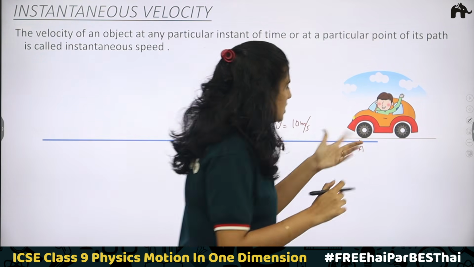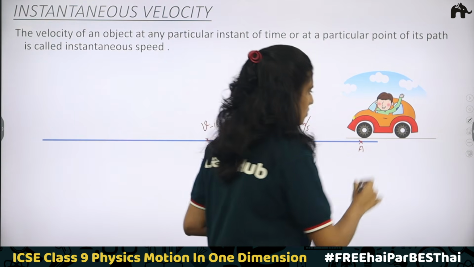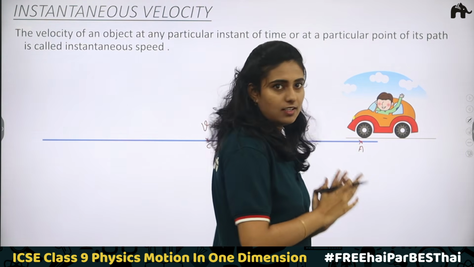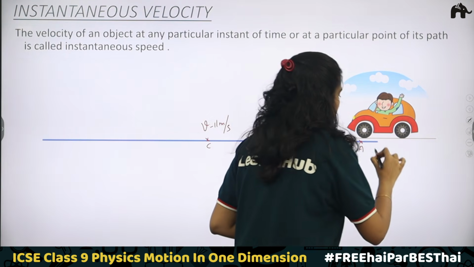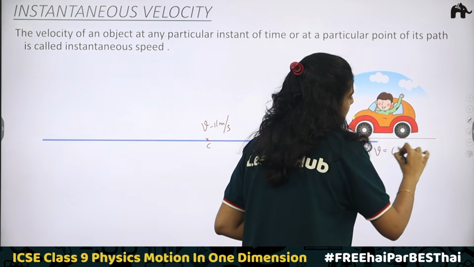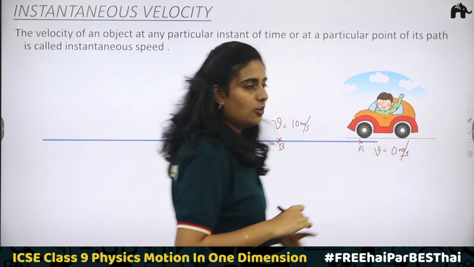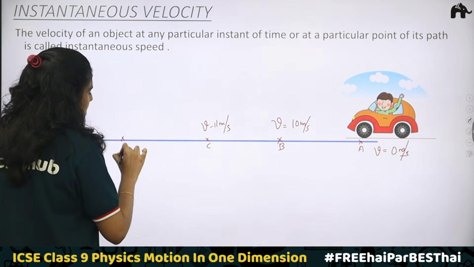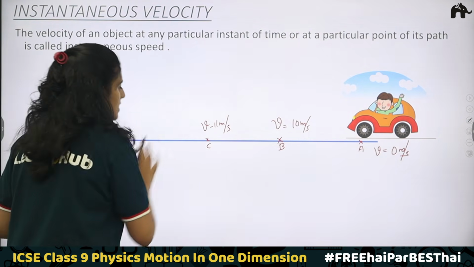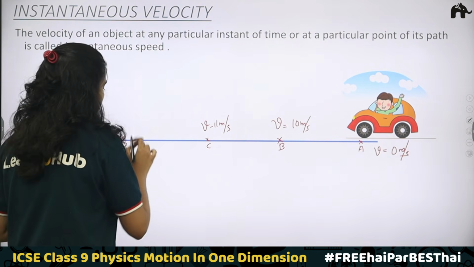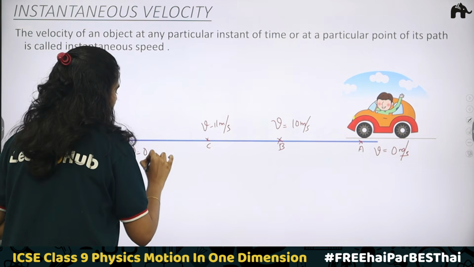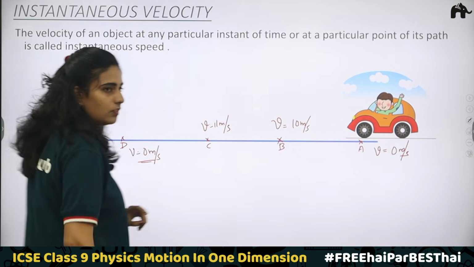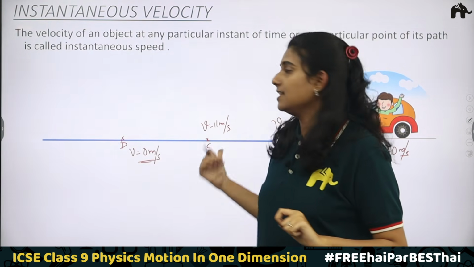Okay, so initially the body is at rest. The driver has not started the car. Then at this particular instant, the velocity will be equal to 0 meters per second. At the final point, let's say at D, he applies brakes and brings the car to rest. Again, the velocity at this particular instant is equal to 0 meters per second. So this velocity is the instantaneous velocity.